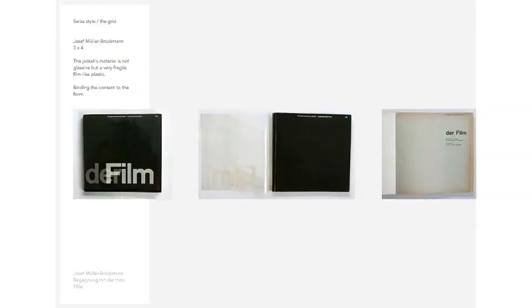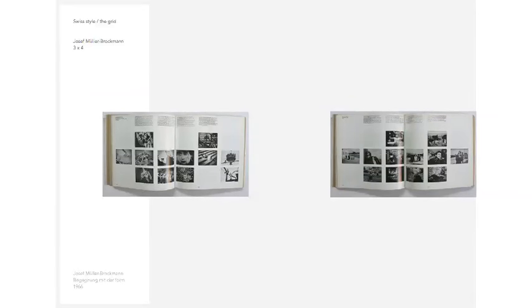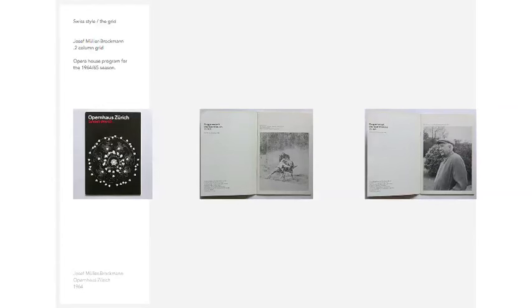And just thinking about content and material and design, it's a book about film, and the dust jacket is actually sort of a film or glassine that creates that kind of overlay effect. A 3x4 grid. Oh, I don't know what I wrote there, but I'm not sure what grid this is, but it's at least dividing the page in two and then a full width.